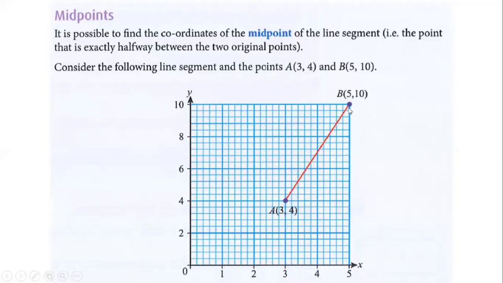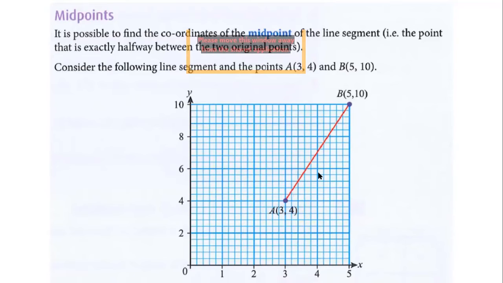Just add them up and divide by 2. So 3 plus 5, 8 divided by 2 is equal to 4. And the same thing is possible to do when you are finding the y coordinate of the midpoint. Add up the y coordinates, 3 plus 10, 14 ... and divide them by 2. What you get is 7.